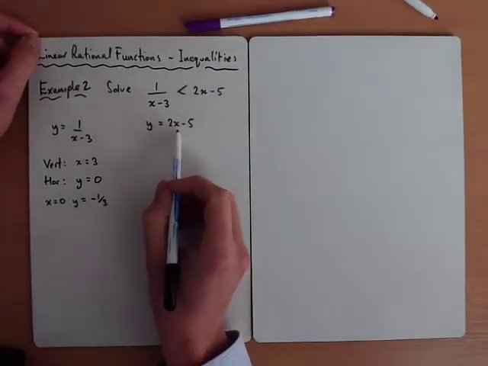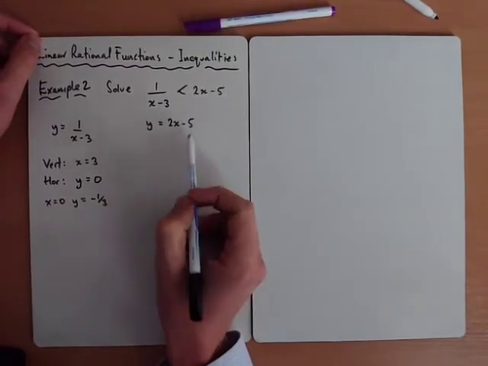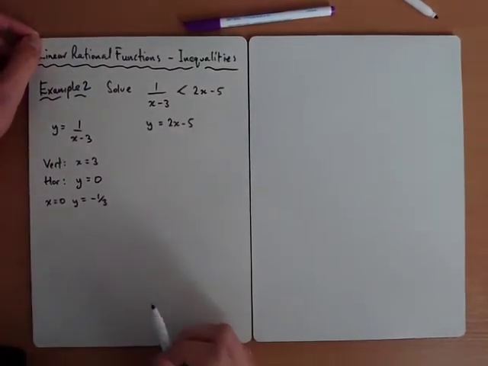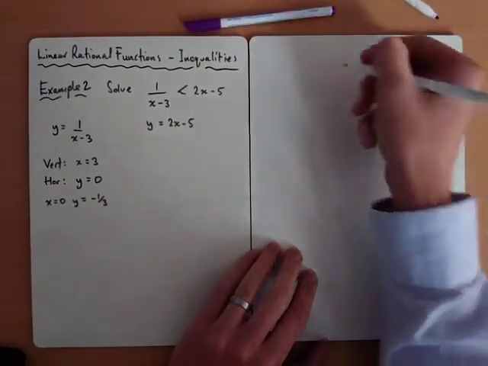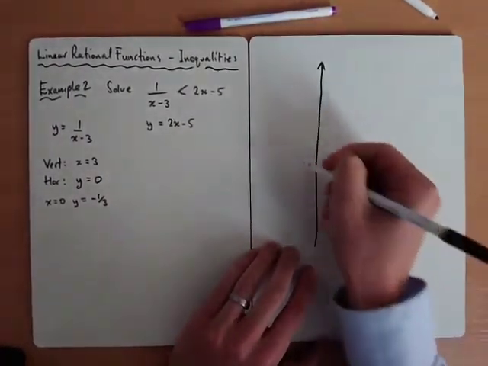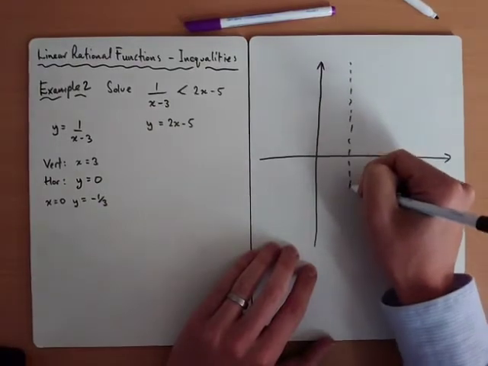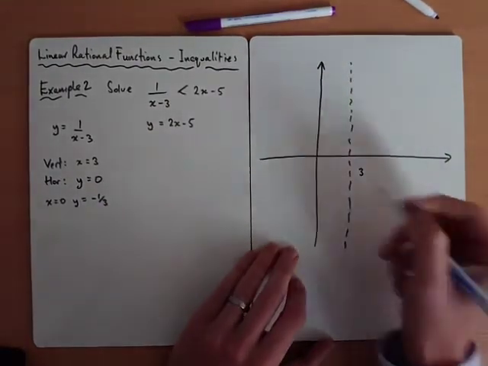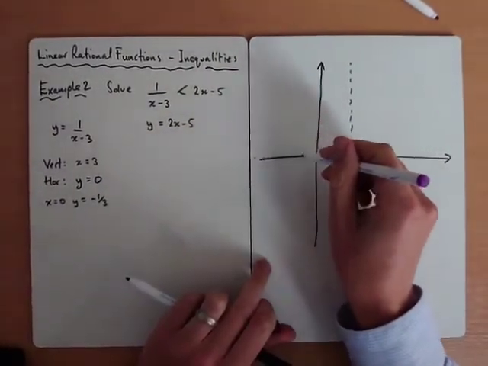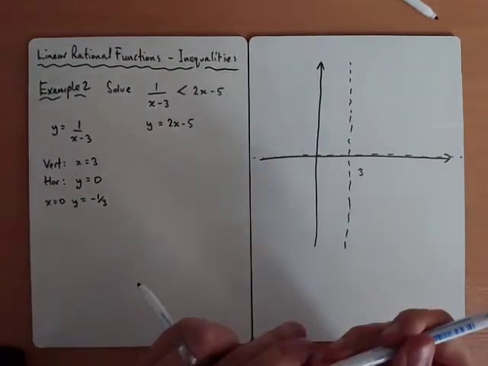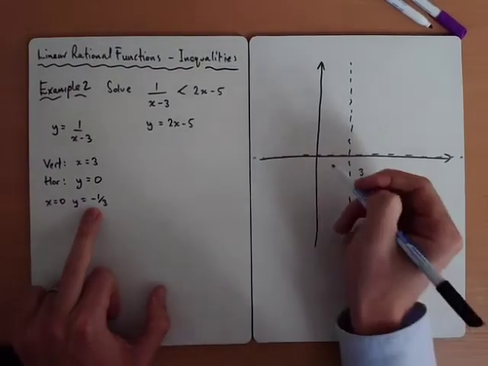Okay, this one, we've got a straight line, gradient of 2, and it goes through the y-axis at minus 5. Okay, so let's draw a sketch and see what we've got. Vertical x equals 3, horizontal y equals 0. How are we going to draw this? You can't really draw it because it's the axis, but just highlight that. That's also an asymptote. Okay. When x equals 0, y equals minus a third.